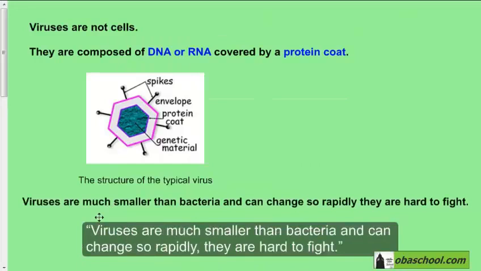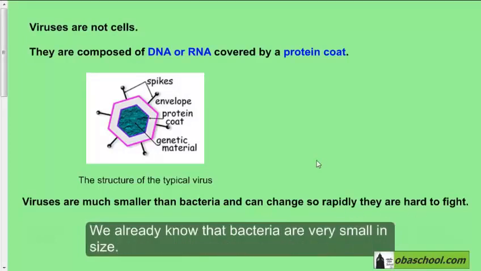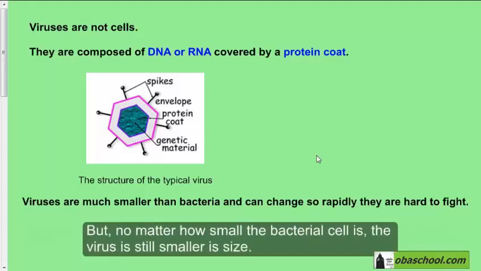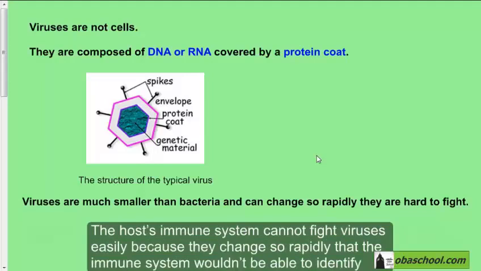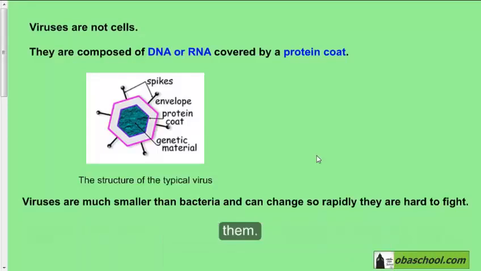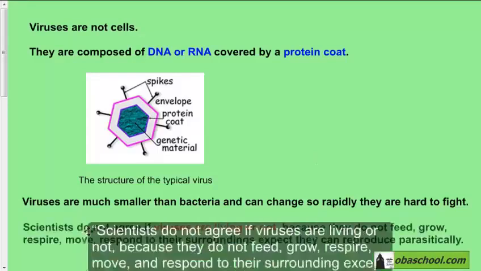Viruses are much smaller than bacteria and can change so rapidly. That is why they are hard to fight. We already know that bacteria are very small in size. But no matter how small the bacterial cell is, the virus is still smaller in size. Viruses are smaller than any living cell. The host's immune system cannot fight viruses easily because they change so rapidly that the immune system might not be able to identify them at some point.